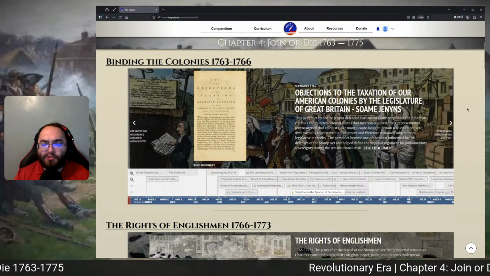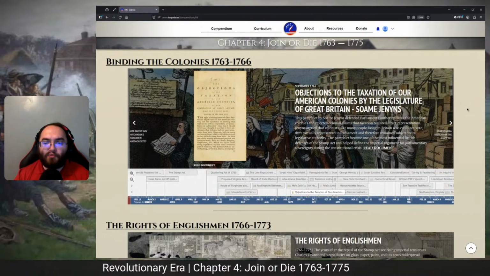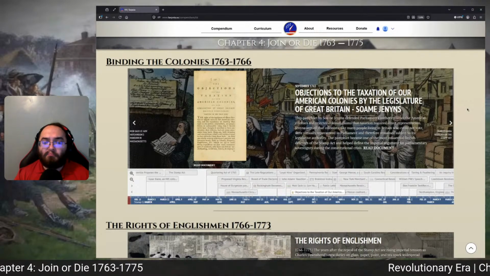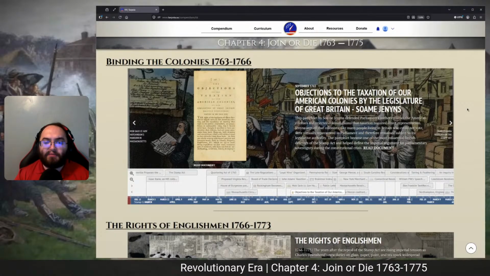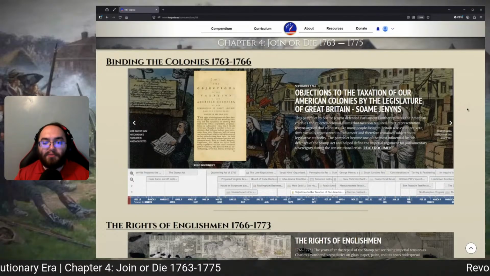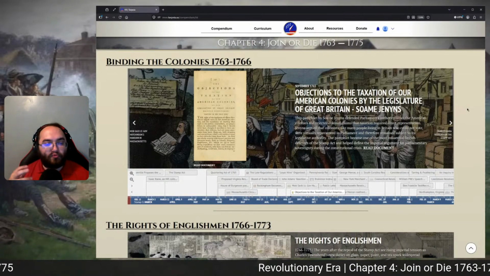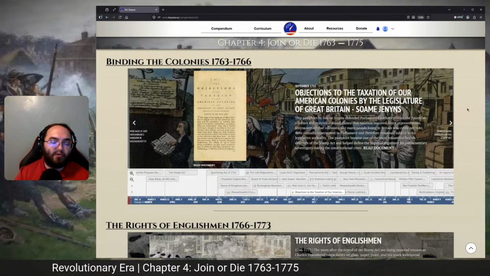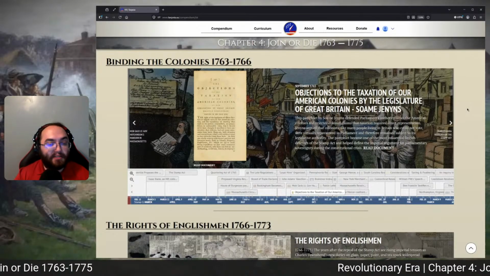Now we have the objections to the taxation of our American colonies by the legislature of Great Britain by Soame Jenyns. This is a pamphlet written by Soame Jenyns to defend Parliament's authority to tax the American colonies and rejected colonial claims that taxation required direct representation, but instead virtual representation. So you're going to see the term virtual representation being used by loyalists and members of Parliament who don't want the colonies to be represented in Parliament.